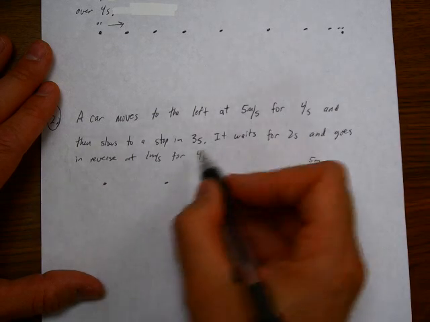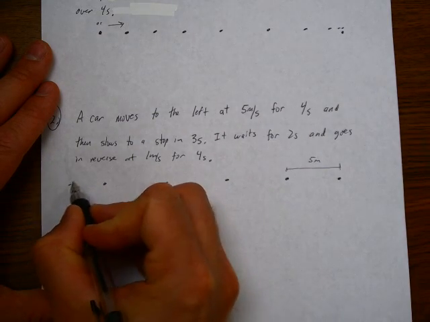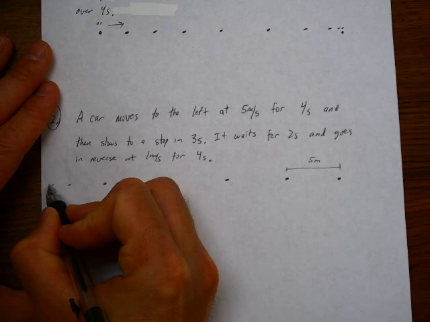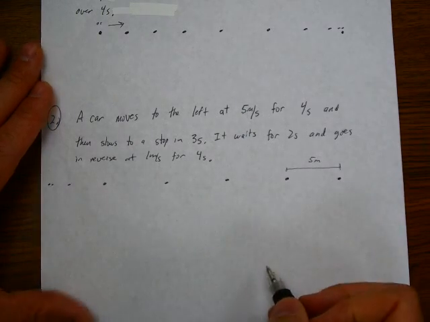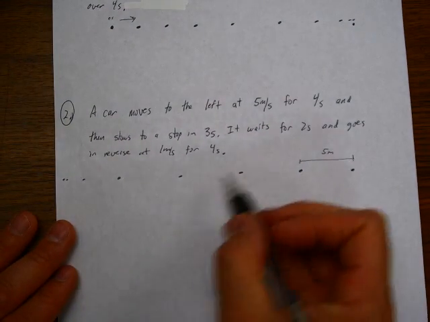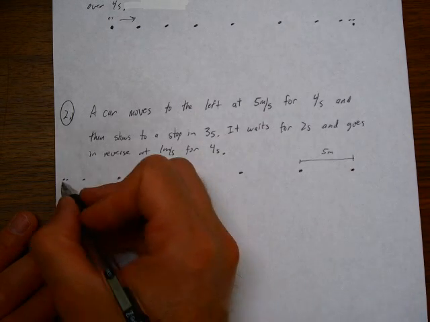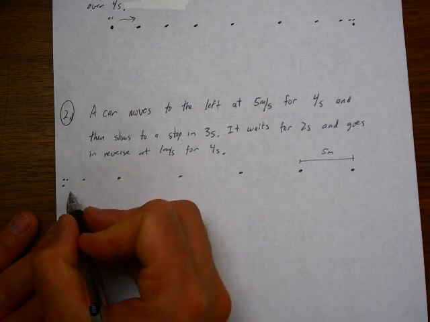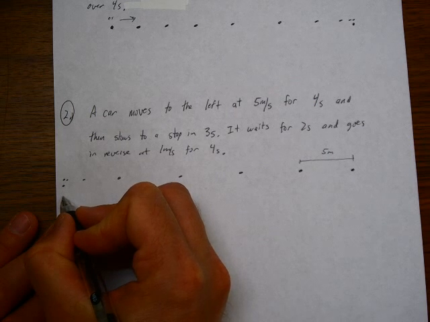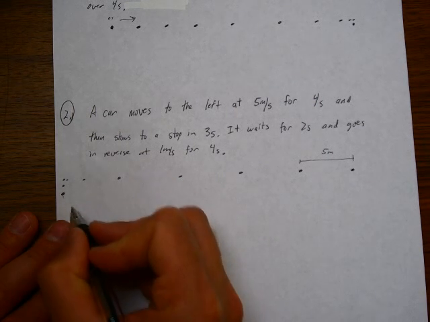And then we slow down and stop in 3 seconds. So 1, 2, 3 to there. And now I'm waiting for 2 seconds. So 1 second passes, I haven't moved left to right. Another second passes, I haven't moved left to right.